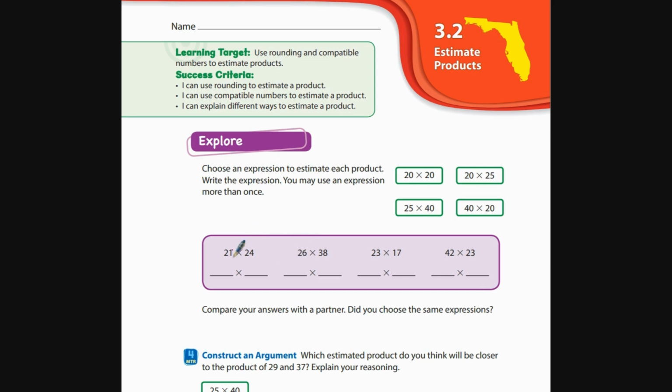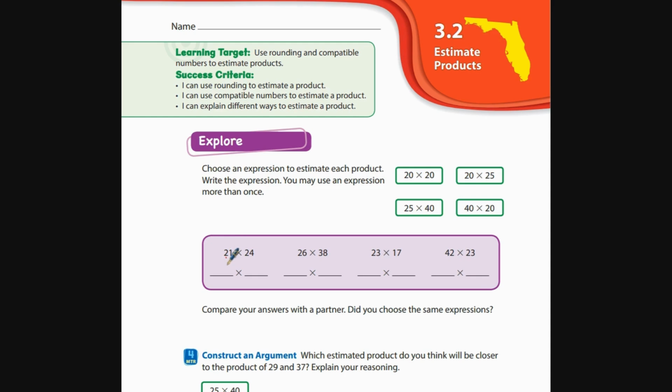We have our regular equations. We have 21 times 24, right? So instead of multiplying 21 times 24, what they want us to do is round these two numbers. So we're going to round 21, and then round 24 to find the best possible match using either rounding or compatible numbers. So let me explain compatible numbers and rounding. Let's look at rounding first.